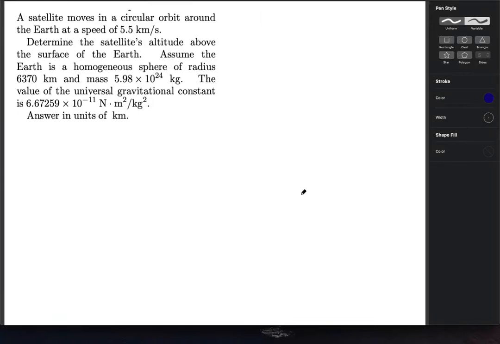Hey, astronomy students, let's talk about how to find the distance above the surface of the Earth for a satellite in orbit around the Earth. So we've got a problem here. A satellite moves in a circular orbit around the Earth at a speed of 5.5 kilometers per second. Determine the altitude above the surface of the Earth, assuming that it's a sphere with a known radius and a known mass. And they gave us the universal constant for gravitation.